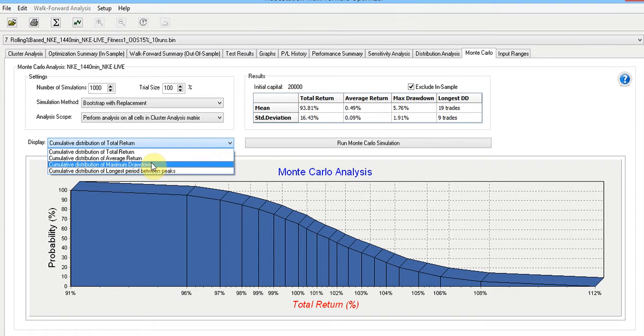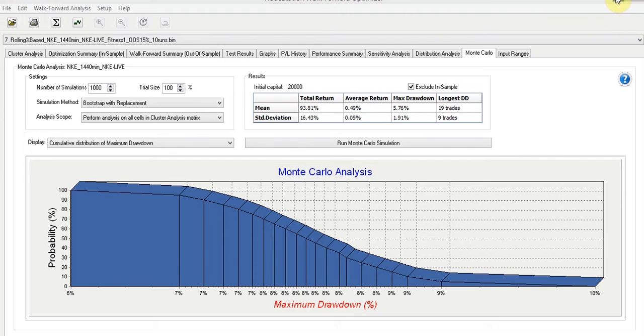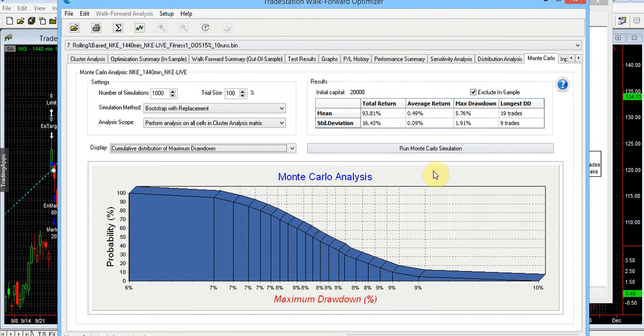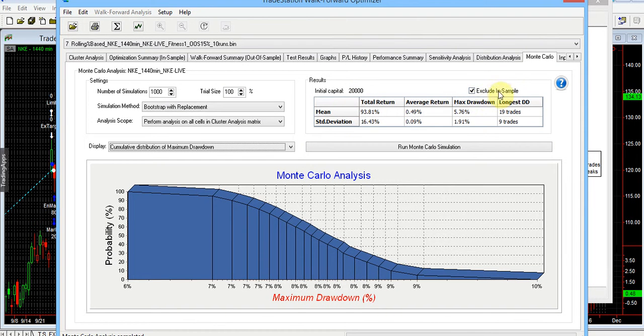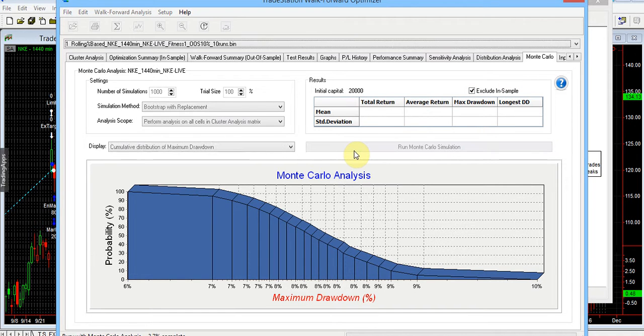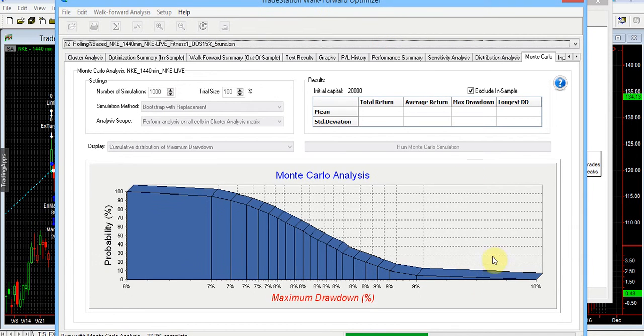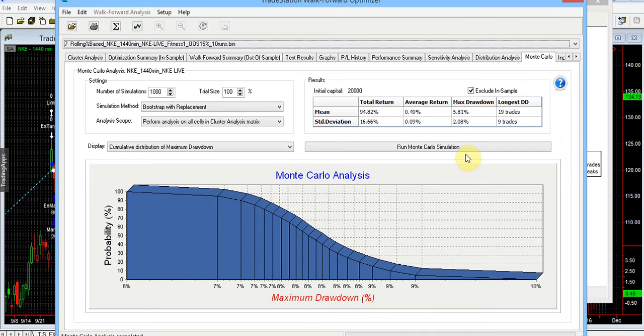And if we have a look at the maximum drawdown, I want to exclude the in-sample data to have once again a severe, a tough test. It's running, and you see the green bar. It's working. Cumulative distribution. All right. Yeah, done. And that's a very acceptable maximum drawdown. You have 95% confidence that your drawdown won't be bigger than 7%. It's very, very, very rare that your maximum drawdown percent might be 10%. The chance is almost zero. But even 10% is an acceptable value.